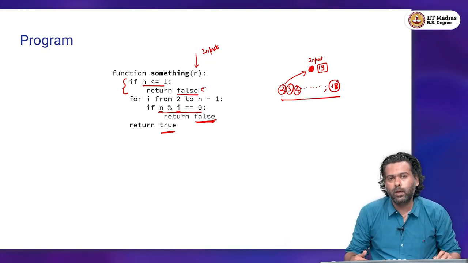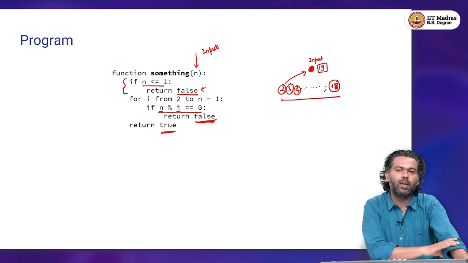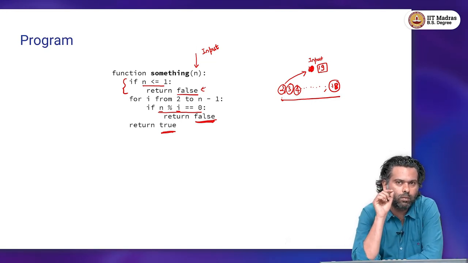Now, pause and think: what are the numbers for which this program, this procedure, will say true? Some of you might have seen this already. For those who have not, I want you to think about the set of numbers for which this procedure that I just described will answer true.